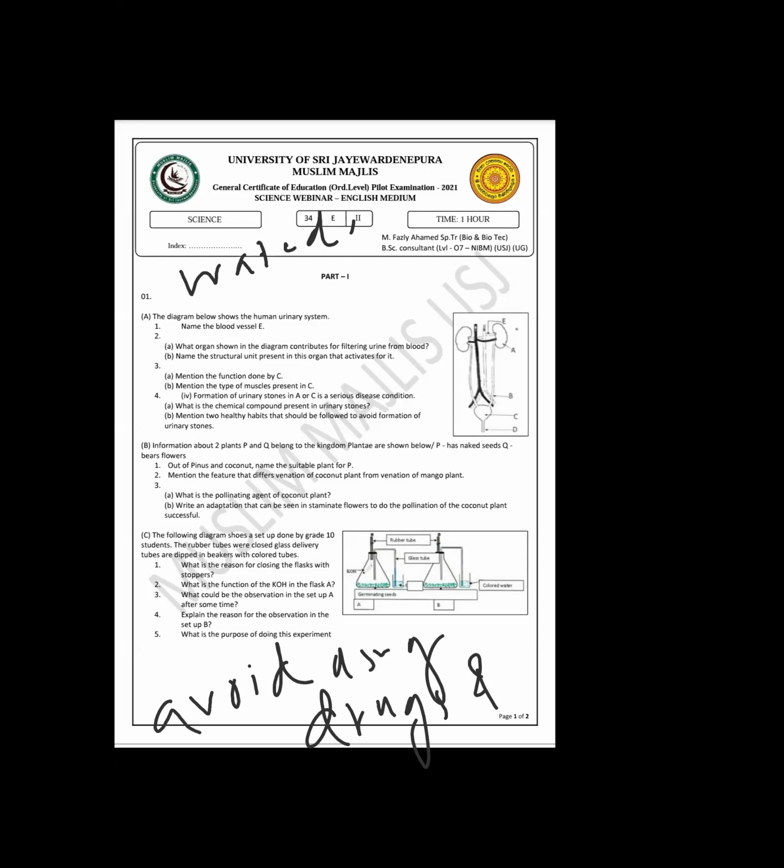The second one: information about two plants P and Q belonging to the kingdom Plantae is shown below. P has naked seeds and Q bears flowers. Out of Pinus and Cocos, name the suitable plant for P. Mention the features that differ the venation of a coconut plant from the venation of a mango plant.